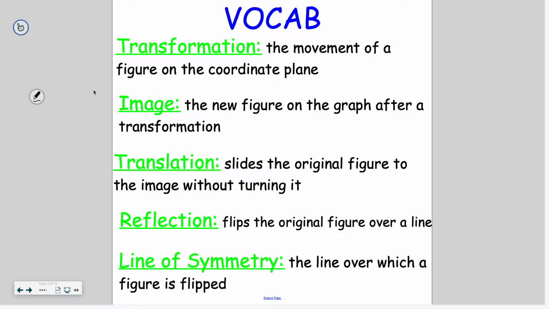The two types that we're going to be talking about today, the first one is translation. This is where you are sliding the figure around the graph without turning it. So it's key that you are not turning the figure as it gets slid around. You are just simply moving it left, right, up, down without any sort of rotation. A reflection is going to flip that object over a specific line. That line is called the line of symmetry, and today we are going to be using the x-axis, that horizontal axis, and the y-axis, the vertical axis, as our lines of symmetry for the reflection.